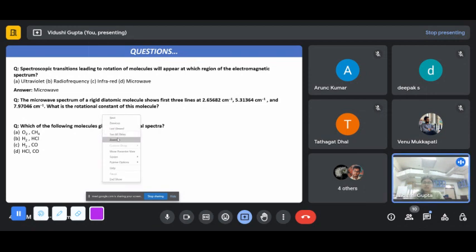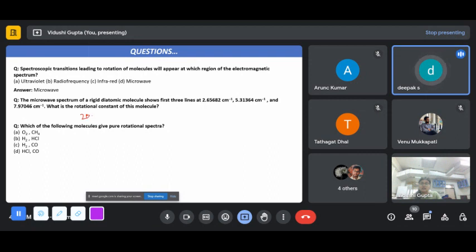So how will you calculate the rotational constant in this question? You have been provided with the microwave spectrum of the first three lines. You know the difference in the rotational lines is shown by 2B. From 2B we can get B, right? By subtracting these two values, 2B is the spacing.